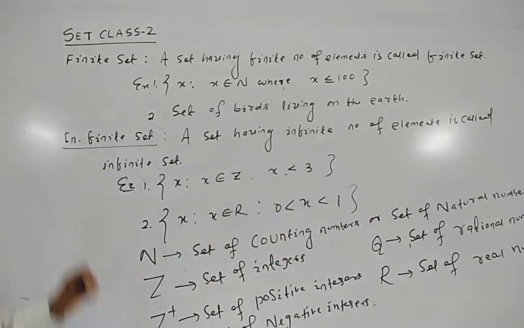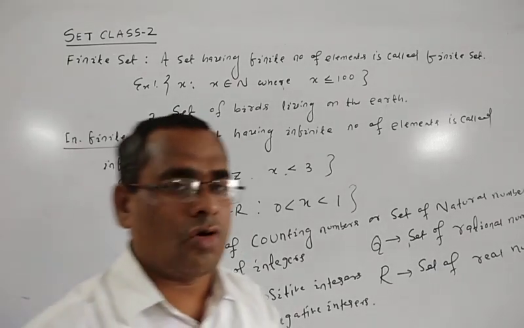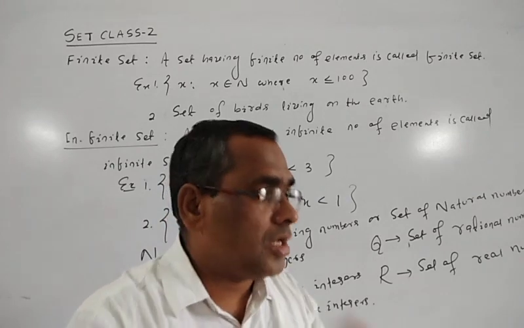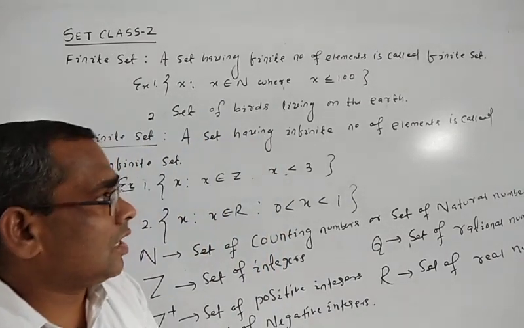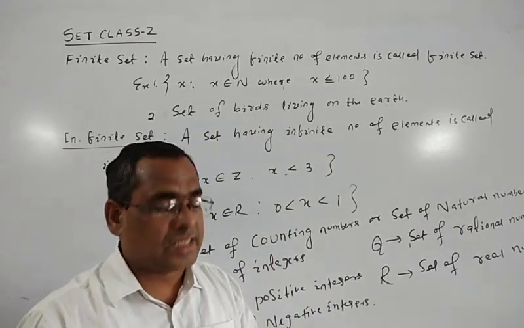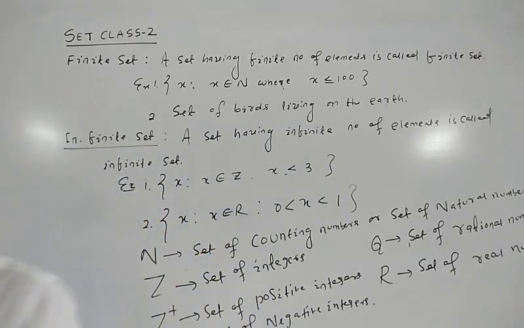Okay. So these are the finite sets and these are the infinite sets. A countable set is known as a finite set. An uncountable set is known as an infinite set. Okay. Next, what is an equivalent set? Okay, equivalent.